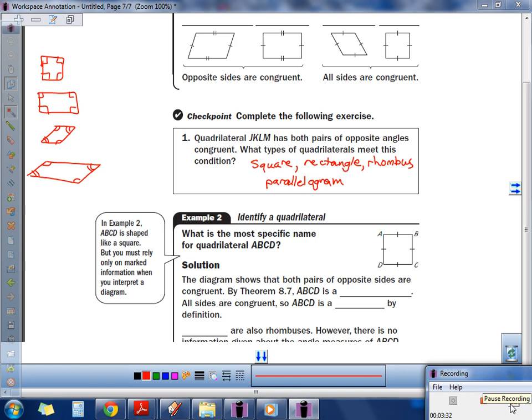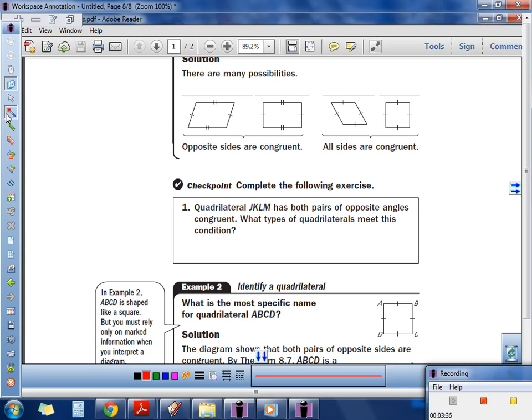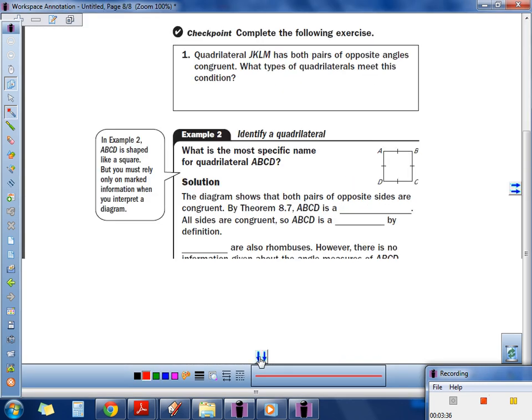On example 2, it says, what's the most specific name you can give for that shape? Well, first off, here's what you need to be able to do. Identify the property that's being displayed in that picture. What property is being demonstrated? All sides are congruent. That's the property that's being displayed. What's the number 1 shape with that property?